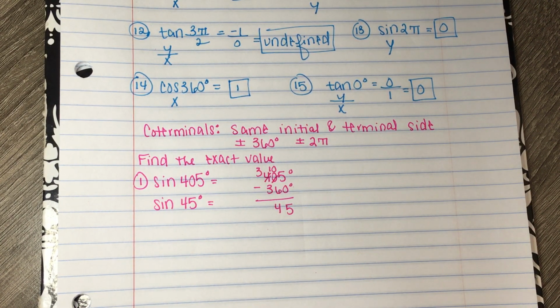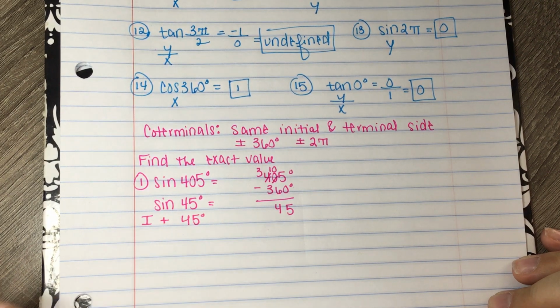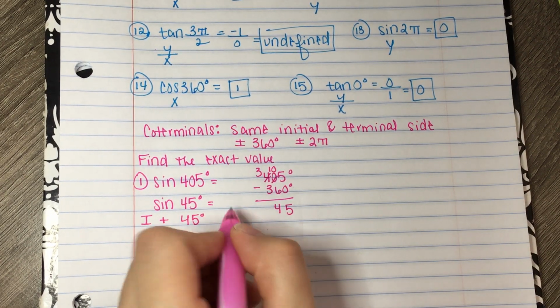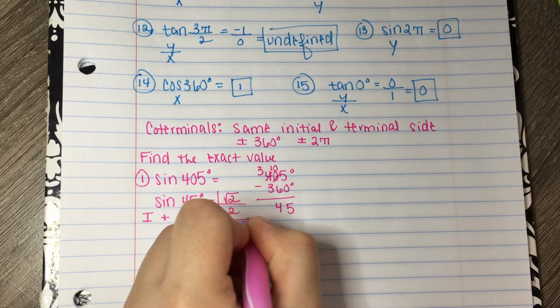And now we can use the process that we used earlier, and that's finding out what quadrant it's in, whether or not it's positive or negative, what's the reference angle, and then using our beautiful triangles to tell us our final answer. And our answer here is going to be square root of 2 over 2.